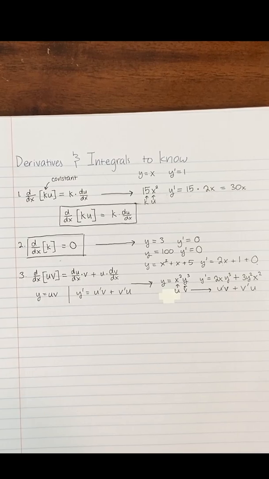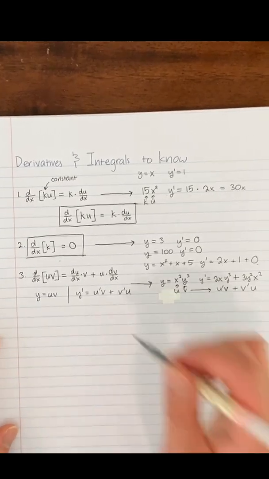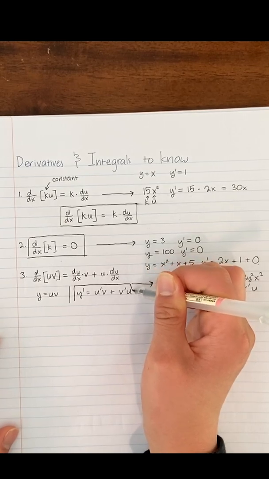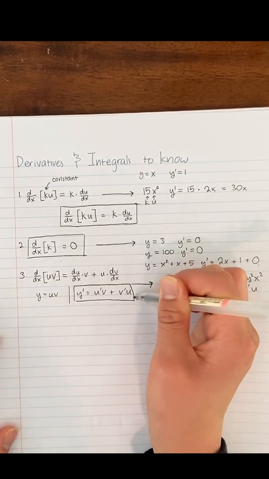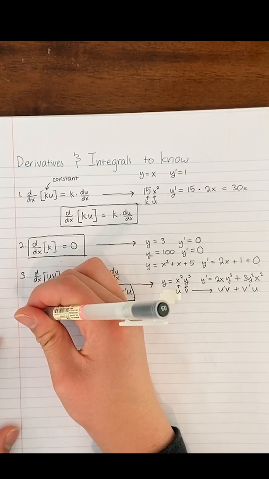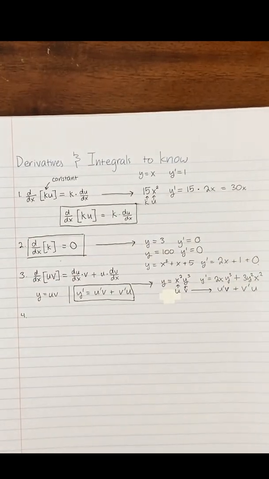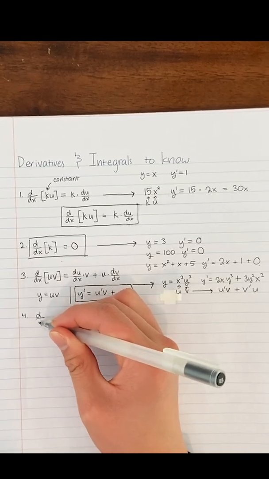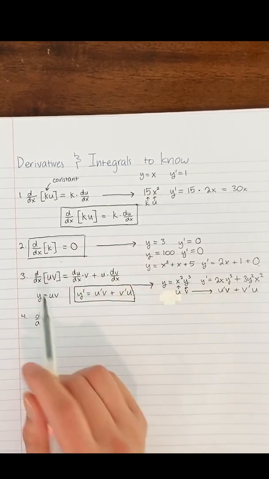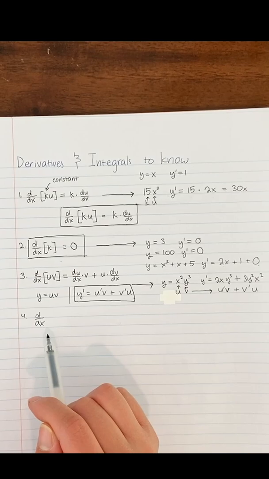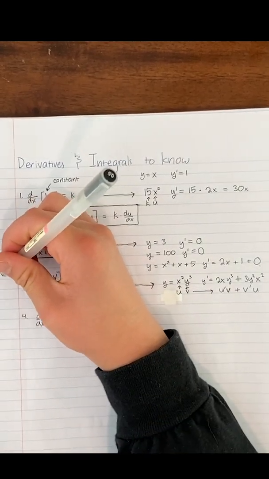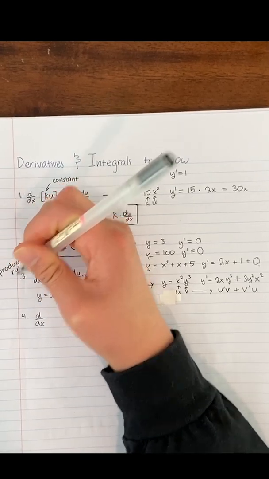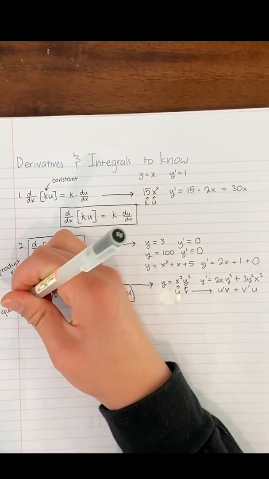That's your answer. Okay, hopefully you can remember. This is your next formula. Okay, 4. Now this is similar in that it's another formula, but it's just for division, okay? That is the product rule. This is called the product rule. This is the quotient rule.